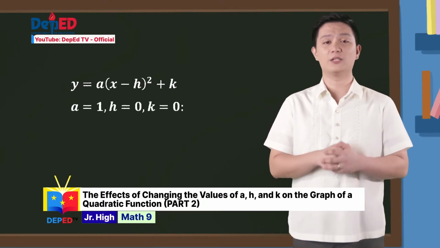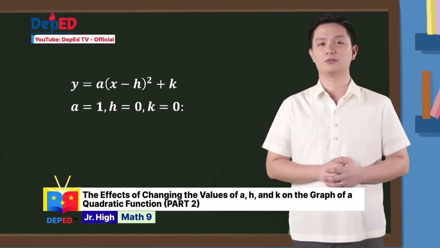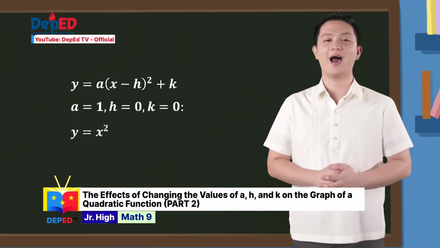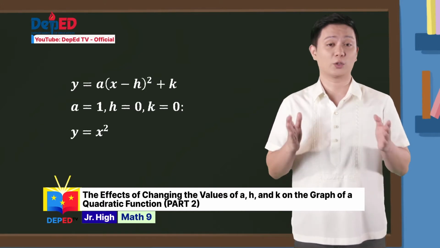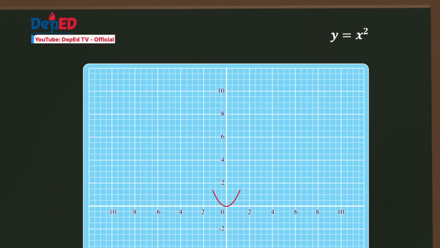Now when a is equal to 1, h is equal to 0, and k is also equal to 0, the function is described by the equation y equals x squared. This is what we consider as the parent function. Its graph is this parabola.